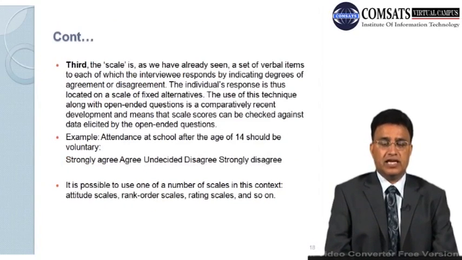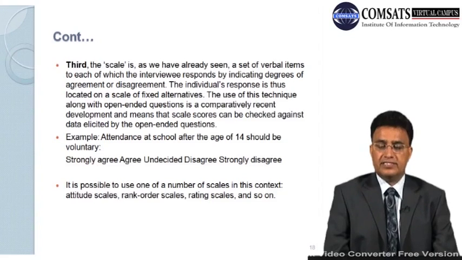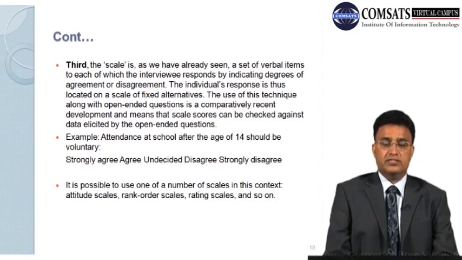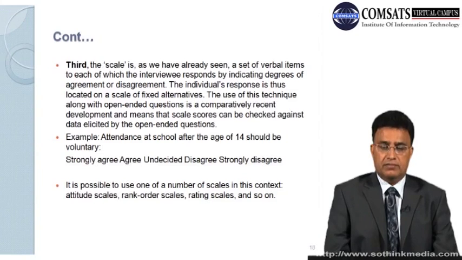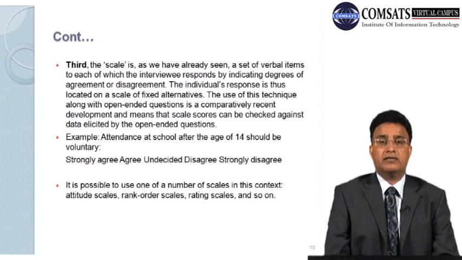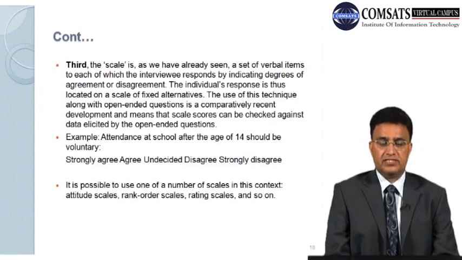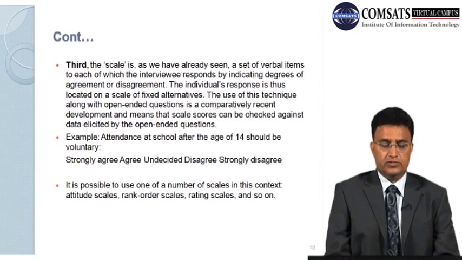The third type of construct is a kind of scale. A scale is a set of verbal items to each of which the interviewee responds by indicating degrees of agreement or disagreement. So the response of the individual is located on a scale of fixed alternatives. The use of this technique along with open-ended questions is a comparatively recent development, and means that scale scores can be checked against data elicited by the open-ended questions. An example of this scale type is a statement such as: attendance at school after the age of 14 should be voluntary, and you choose strongly agree, agree, undecided, disagree, strongly disagree. On a scale they give their opinion.